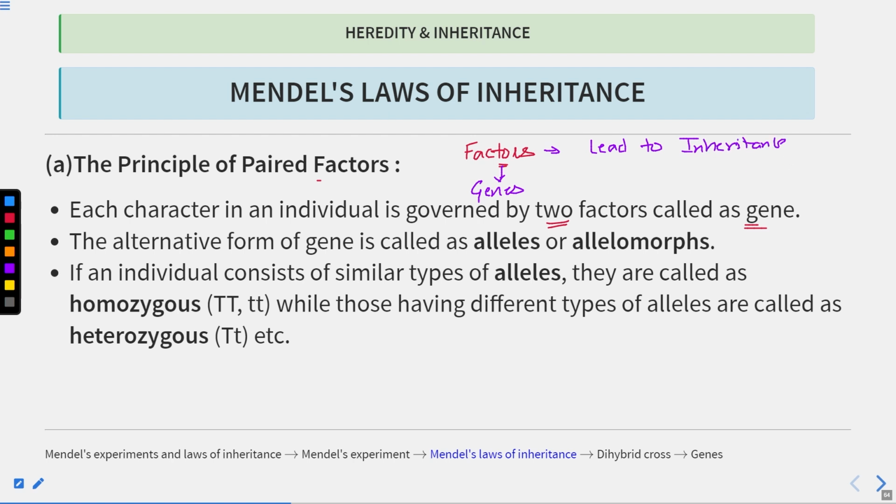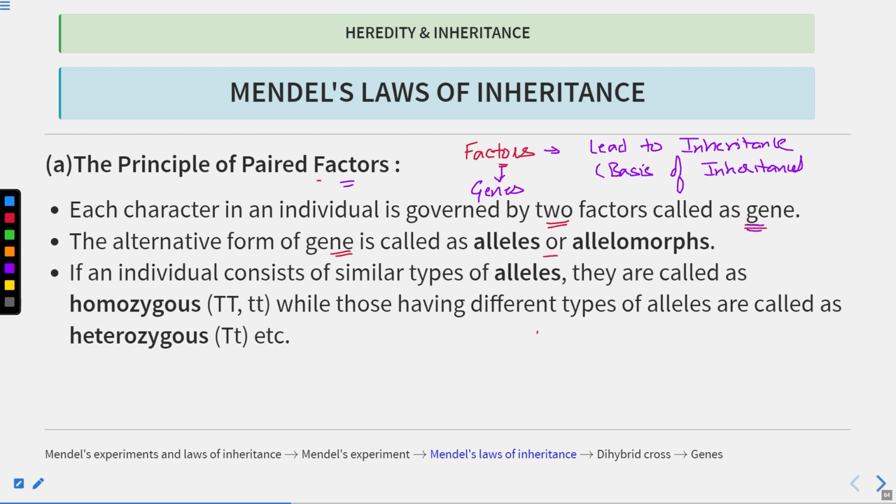Clear? So this is known as the principle of paired factors. There are two factors which govern any character, and these are now known as the gene. Now the alternative form of the gene is called the allele or the allelomorph. What does this mean?